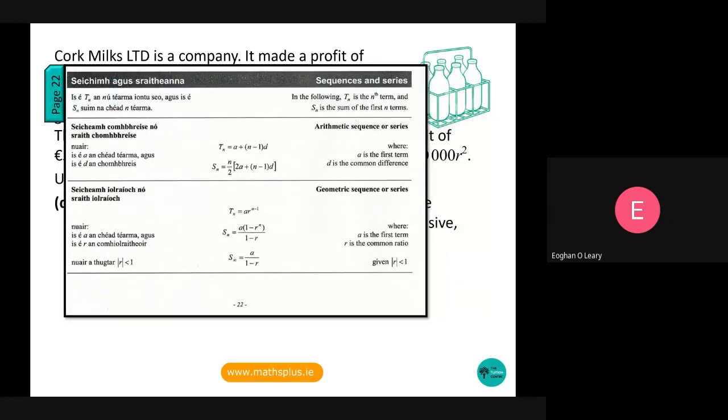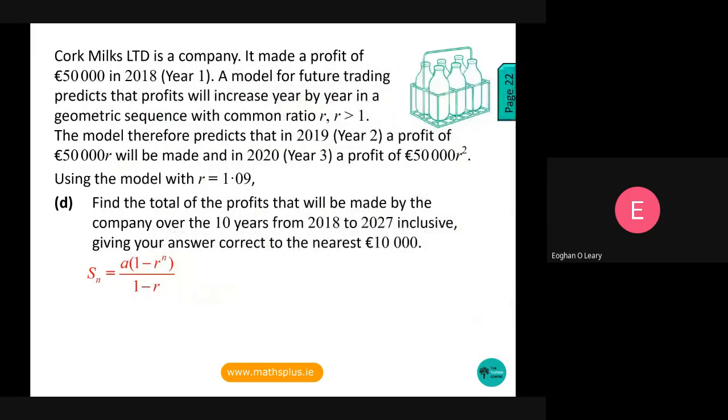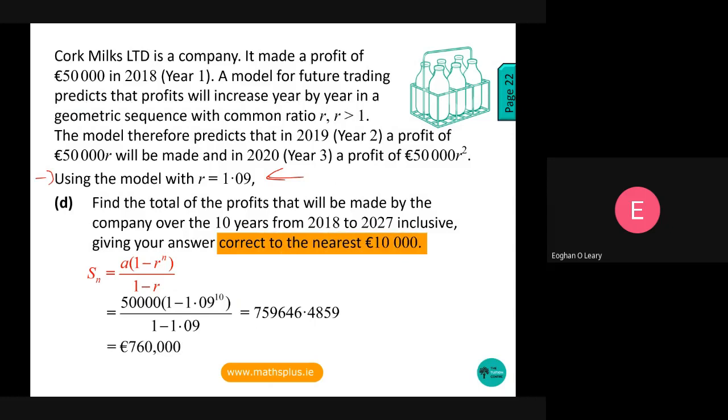Sn is equal to a times 1 minus r to the power of n, all over 1 minus r, where a is our first term, that's our 50,000. r is our common ratio, which I think is following through from the last one, so it's 1.09, and n in this case is going to be 10. So you're just filling in this formula, and you get your answer to be 759,646. Correct to the nearest 10,000, that's 760,000, and that's a 5-mark question.